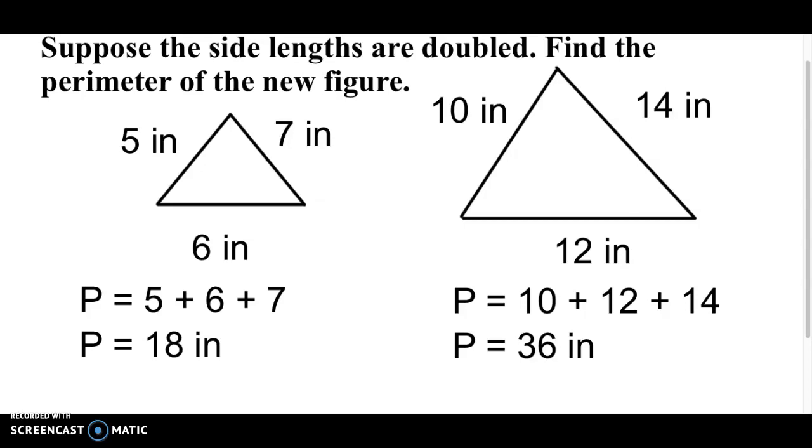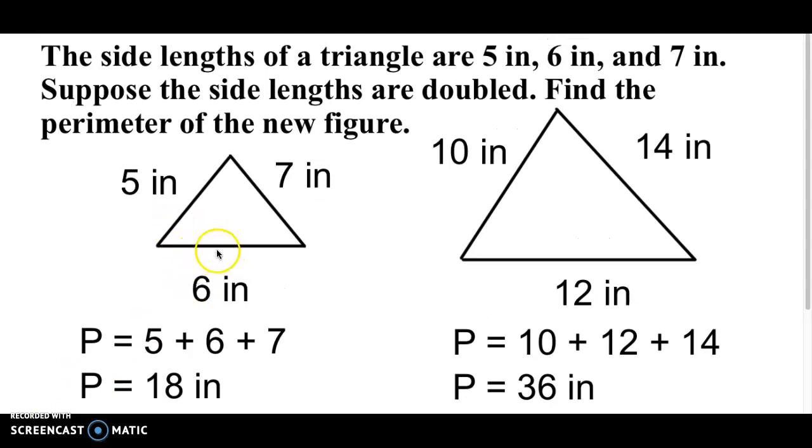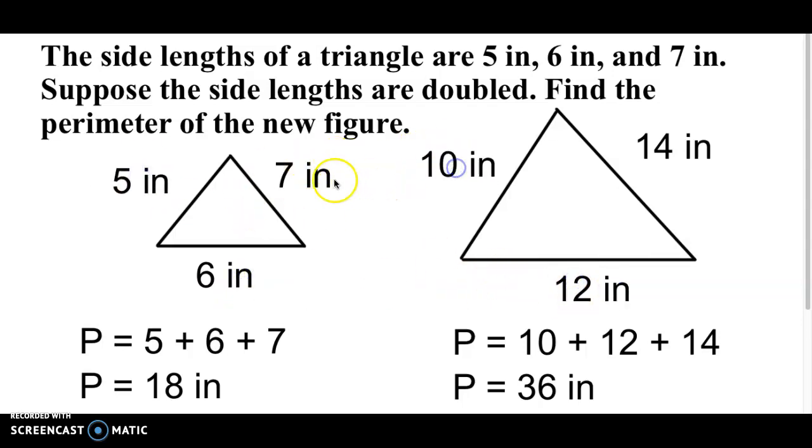So the original figure had side lengths of 5, 6, and 7. So the perimeter of that original shape was 18. Perimeter means to add up all of the sides. So I added up these numbers and I got 18 inches. I drew a new figure with the sides doubled. So 10, 14, and 12. Doubled means to times by 2. So 6 became 12, and the 5 became 10, and the 7 became 14. And then I found the perimeter of the new figure, which was 36 inches.